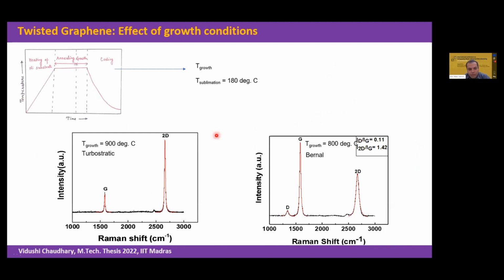We have looked at different growth conditions, and not all growth conditions give graphene with twisted angles. There are some growth conditions only giving Bernal graphene, but others can give a variety of twist angles at different locations.